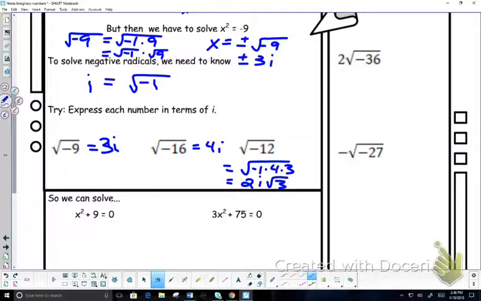Try that: 2 square root of negative 36. Do that, and then do that. What's the square root of negative 36? 6i. There you go. So I got 2 times 6i.